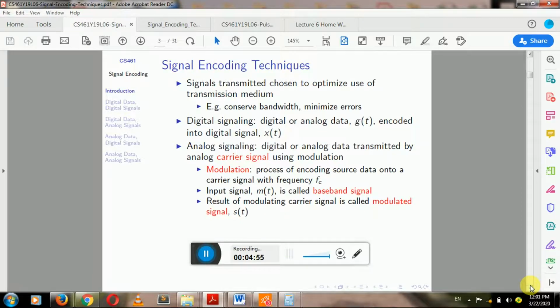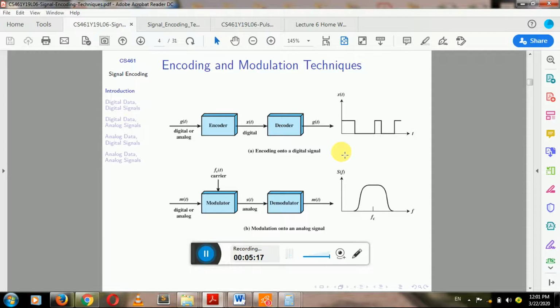So this is general about signal encoding techniques. Digital signaling is sending our digital or analog data in a digital signal form, and with analog signaling we send our digital or analog data in analog form. So let's see the picture. On this slide, the middle component is a digital signal. It is what we send across the communication medium.